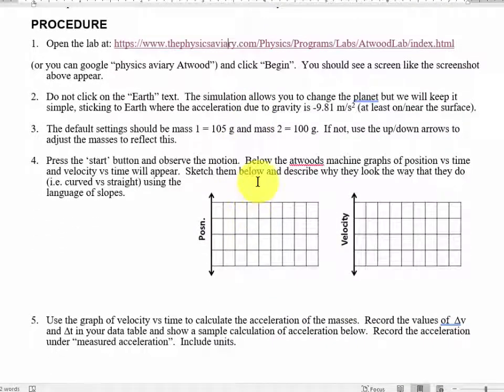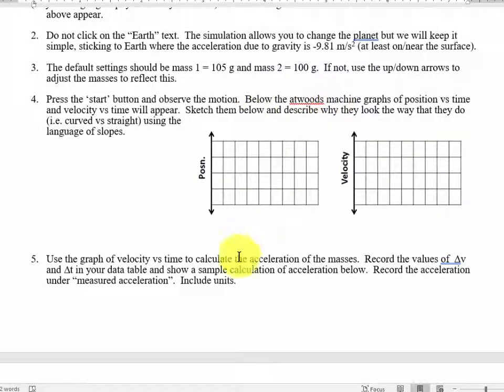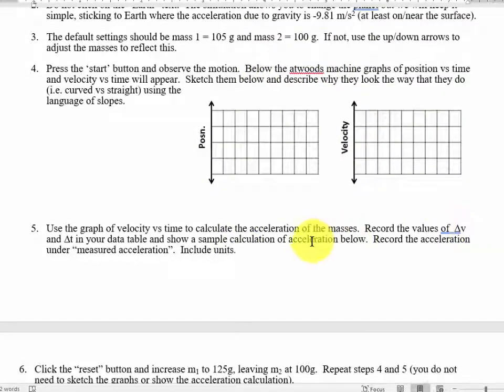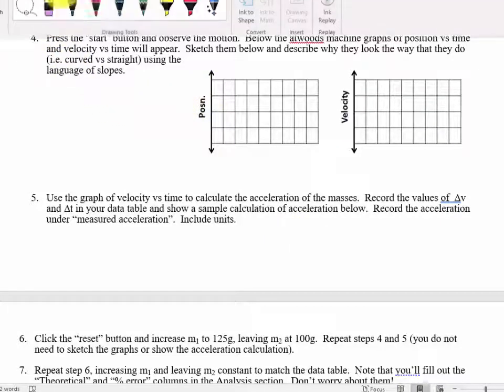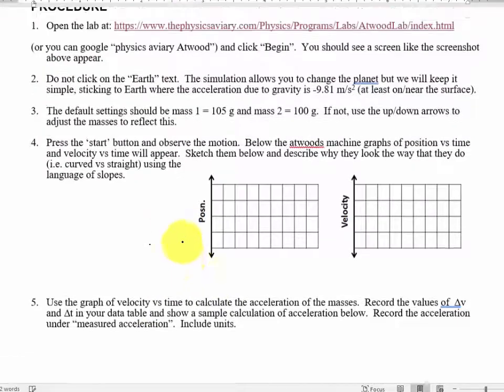So I have you go ahead and sketch them, record the change in velocity and the change in time. Something you should always remember is that the most basic definition of acceleration is the change in velocity over the change in time. Show me one sample calculation so that you know what is going on in this little space, and please do include units in that space.